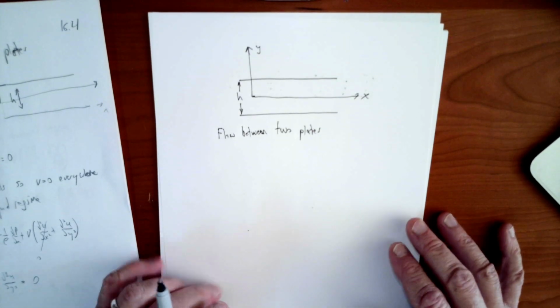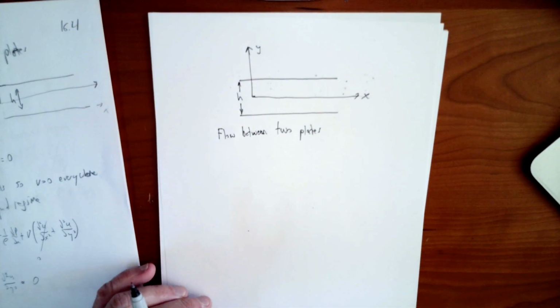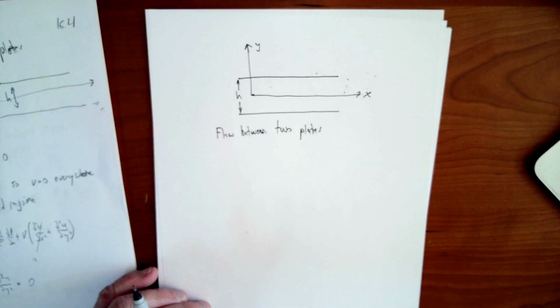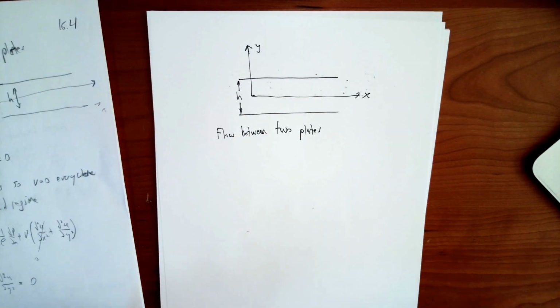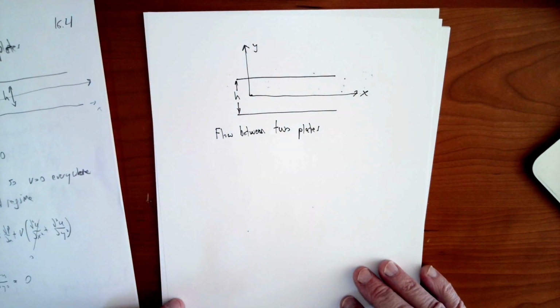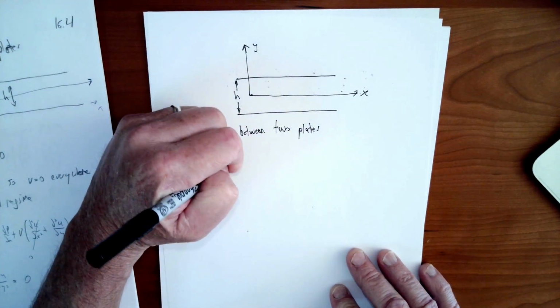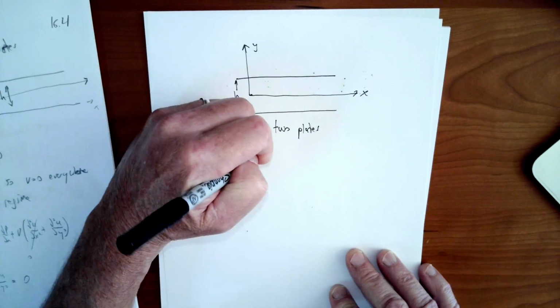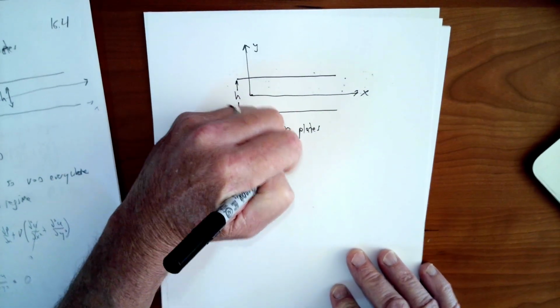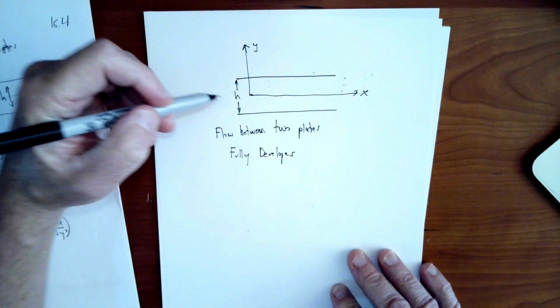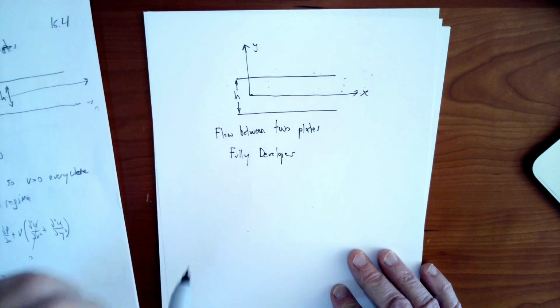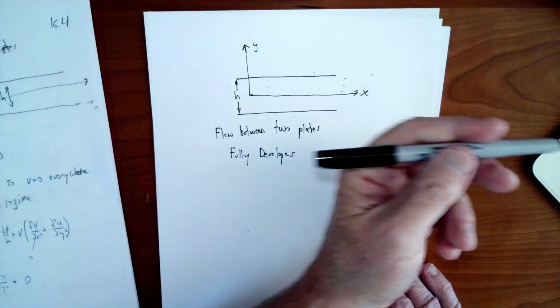What we're going to see now is that we can actually solve this flow completely using the full Navier-Stokes equations, because a lot of things just drop out. So the first thing we're going to do is say, okay, we're studying the fully developed regime. So we're studying fully developed flow between two plates. We've got two plates separated by some gap h. We've said that h is much smaller than w and much smaller than L.